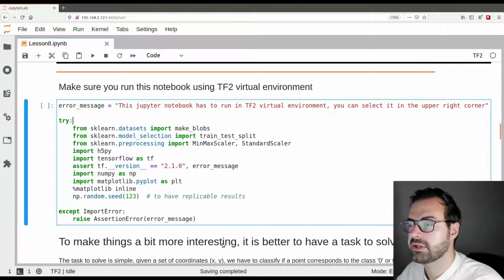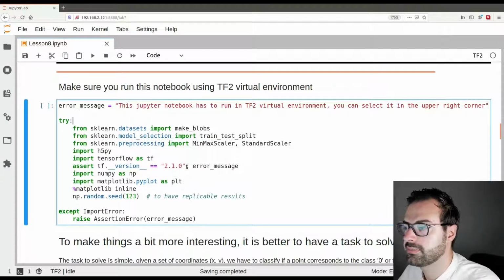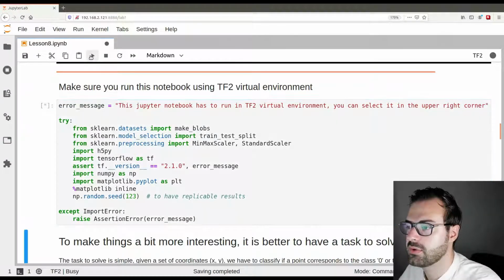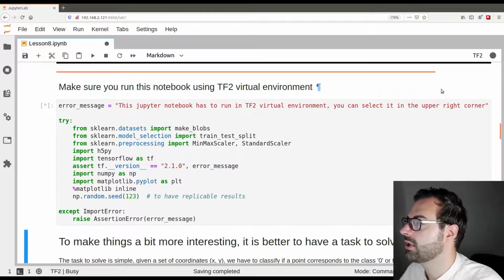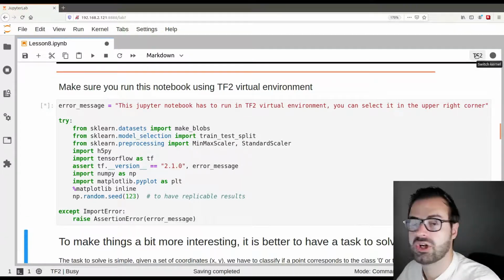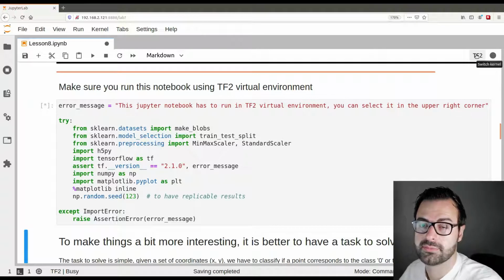So before we start, let's make sure that we run the Jupyter notebook using the TensorFlow 2 virtual environment. So we execute this code. If you get any error, as always, you can go up here and change the kernel to TF2.